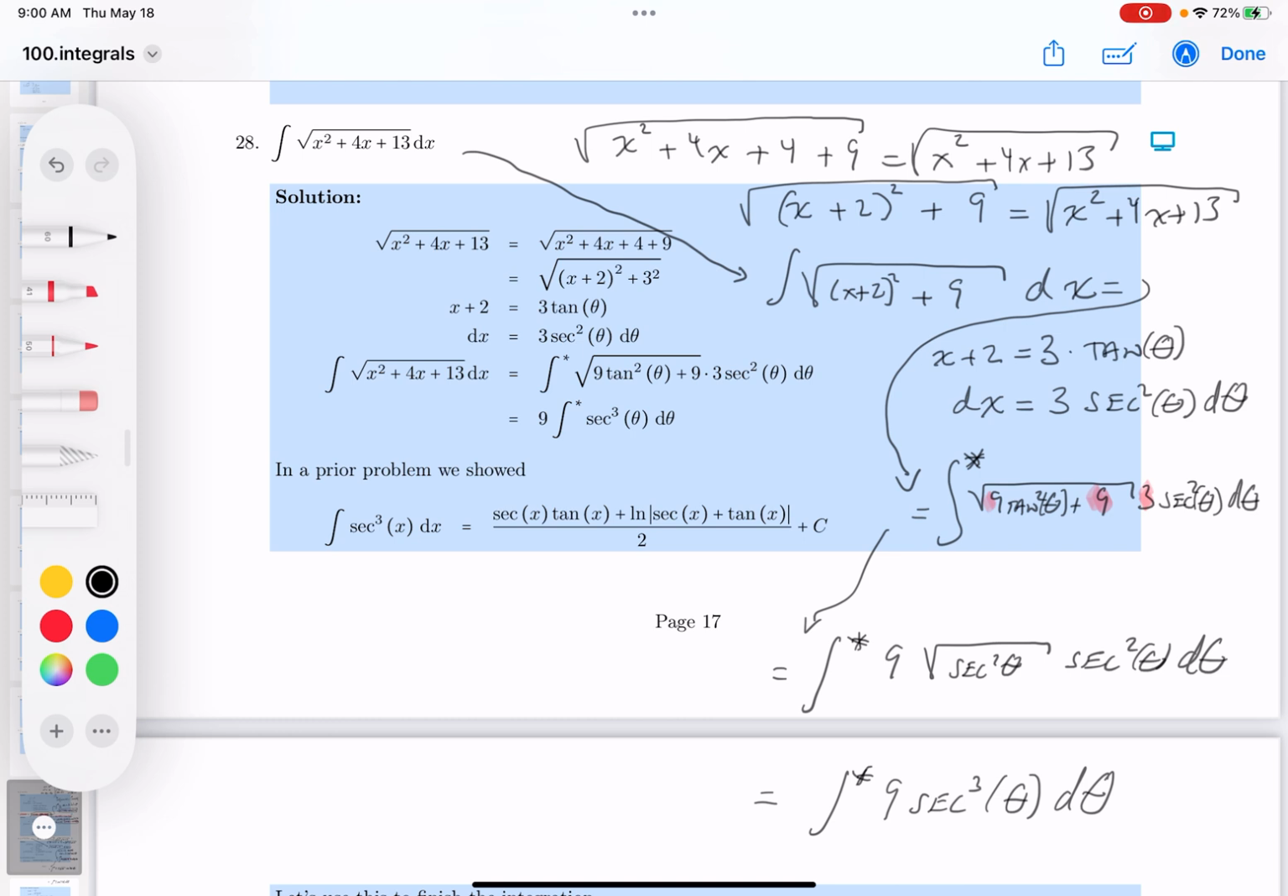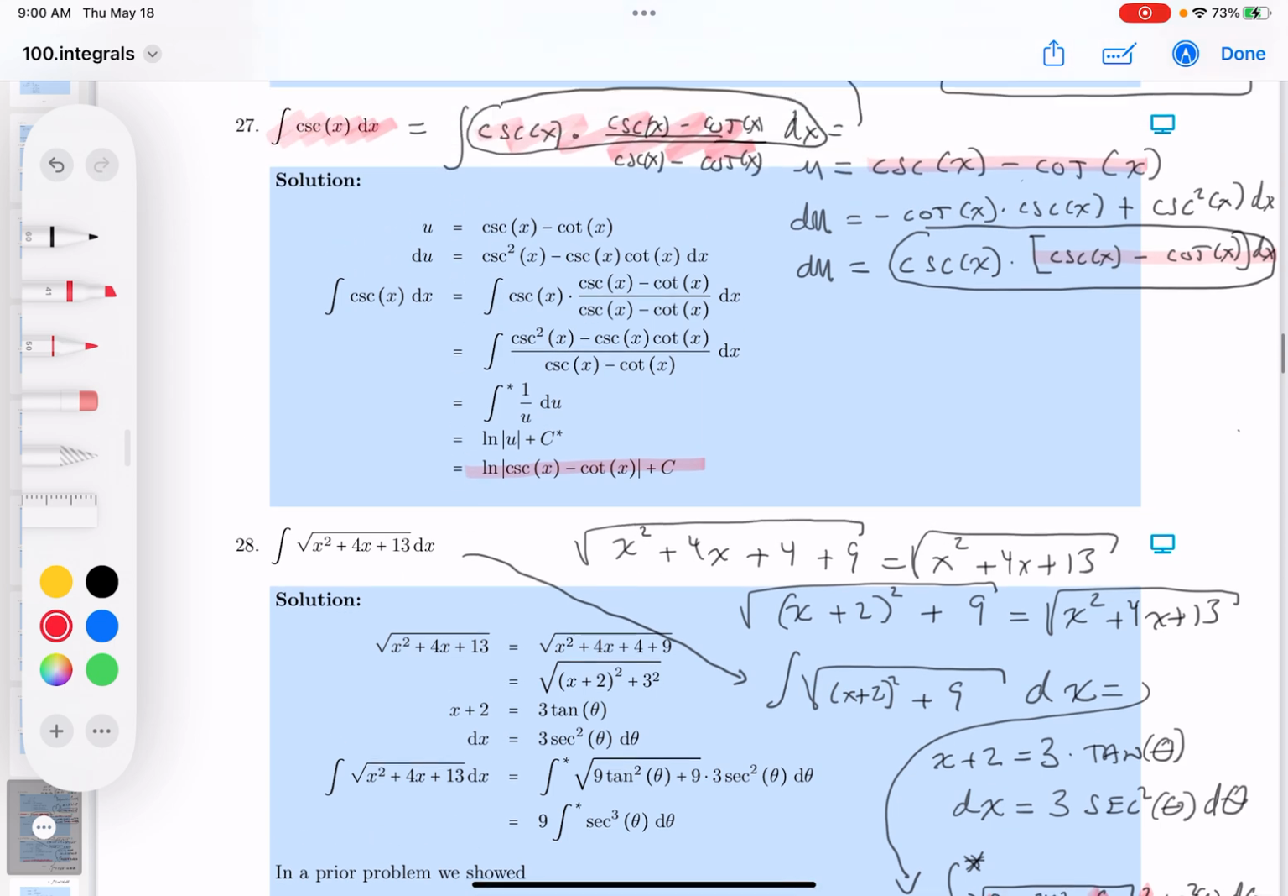And the question is, did I do that one before? And I think I did. I think we did this secant cubed problem. And I wrote it down over here for you. Okay, I want to scroll back in the notes, by the way.